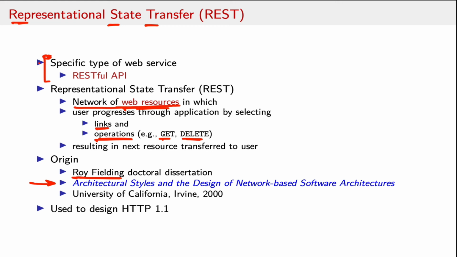I've put in a link here to his dissertation. If you've never read a doctoral dissertation, this is a good one to start with. It's actually quite accessible, quite readable, and gives you a lot of the information about what's really happening behind the scenes when you're talking about a RESTful API. And as I said, it was used in the design of HTTP 1.1, which is what almost every web browser in the world is using right now.